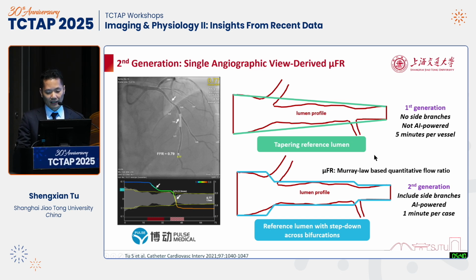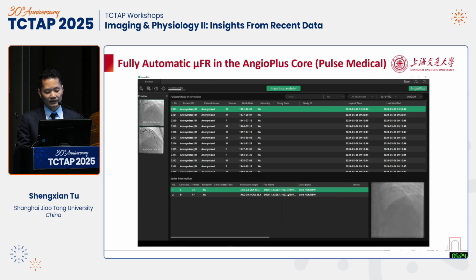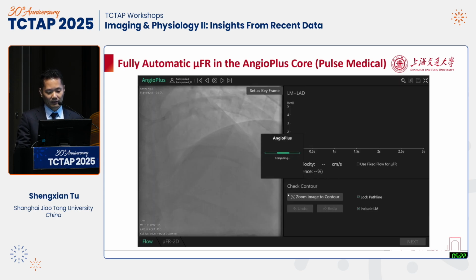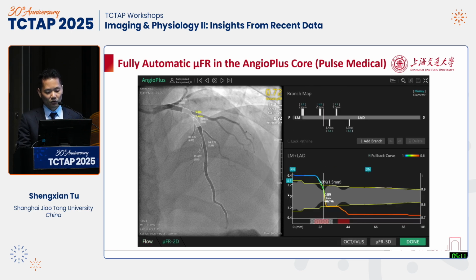And second, we are using artificial intelligence to automate the analysis. So the analysis time has been reduced from 5 minutes to 1 minute. And third, we can calculate from a single projection. Let me show you a video showing in real-time recording how fast this can be done. The operator only needs to select the projection, and the software will do all the other steps for you: select the best frame for analysis, then the lumen, and calculate the pressure drop. As you can see, this has been done here. The lesion caused the pressure drop, and the mu-FFR is 0.72.